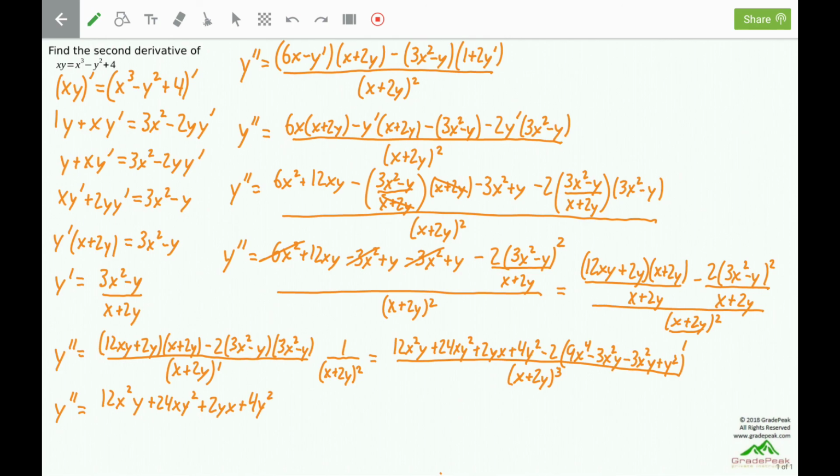Minus 2 times 9x to the fourth will be negative 18x to the fourth. Minus 2 times the negative 3 will be a positive 6x squared y. And again, another positive 6x squared y. And the negative 2 times the y squared will be negative 2y squared. All of this is over the (x plus 2y) cubed.